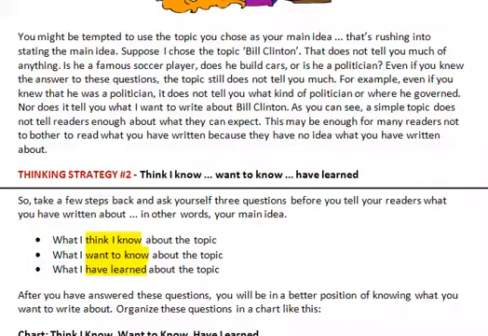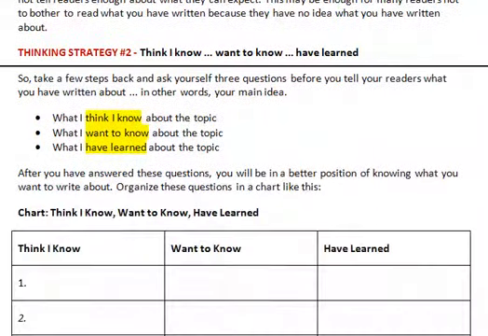Thinking strategy number two. Think: I know, want to know, have learned. So take a few steps back and ask yourself three questions before you tell your readers what you have written about. In other words, your main idea. What I think I know about the topic, what I want to know about the topic, what I have learned about the topic. After you've answered these questions, you will be in a better position of knowing what you want to write about. Organize these questions in a chart like this.